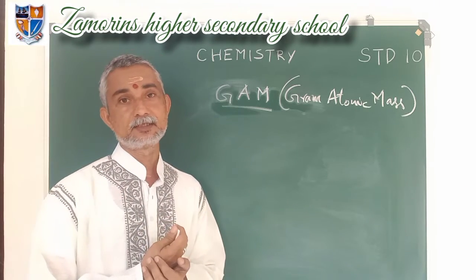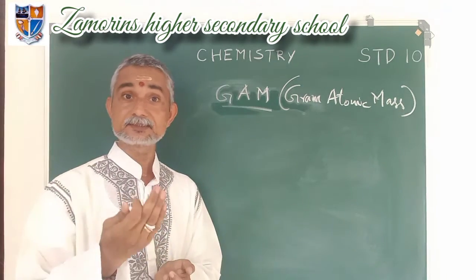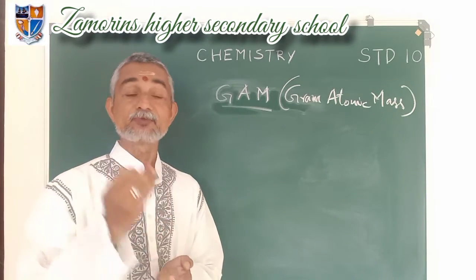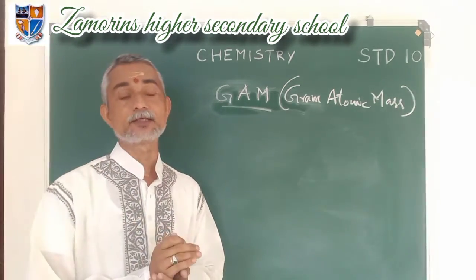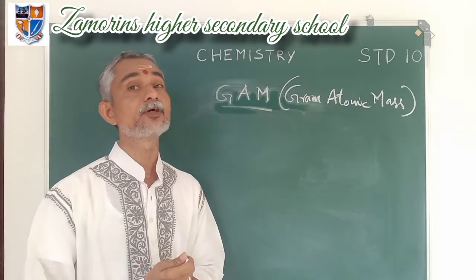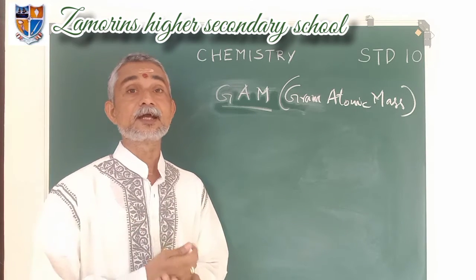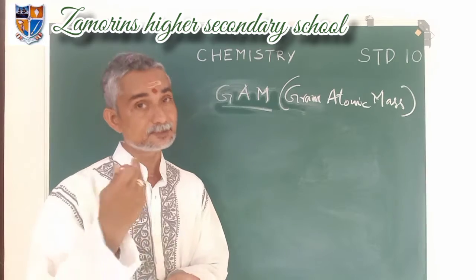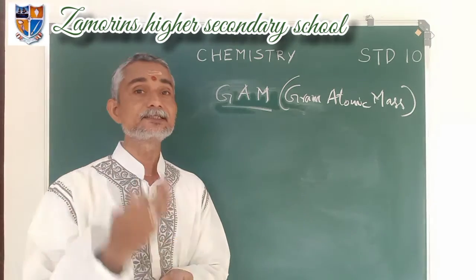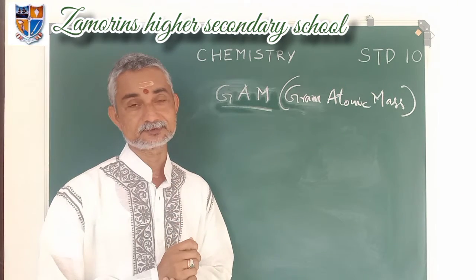For example, if we take 12 gram of carbon, that is the atomic weight of carbon, 12 gram, it contains 6.022 into 10 to the power of 23 atoms. In the case of oxygen, the atomic weight of oxygen is 16 gram. It also contains 6.022 into 10 to the power of 23 atoms.